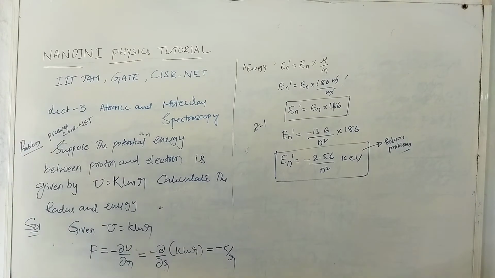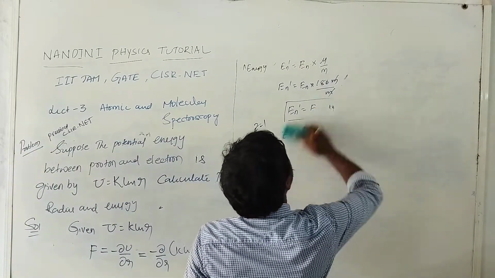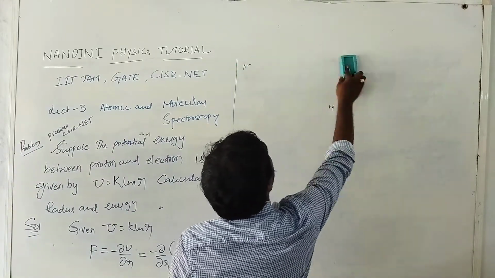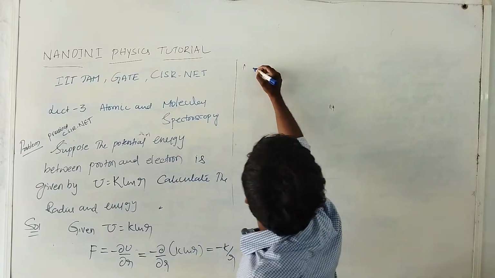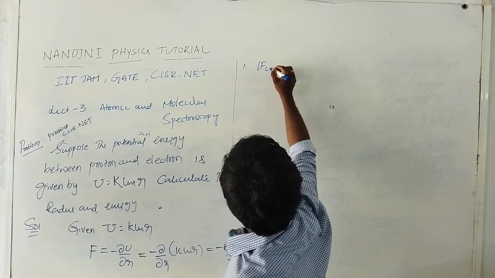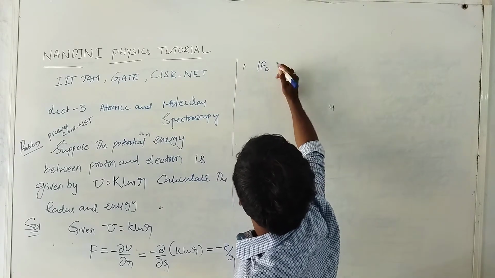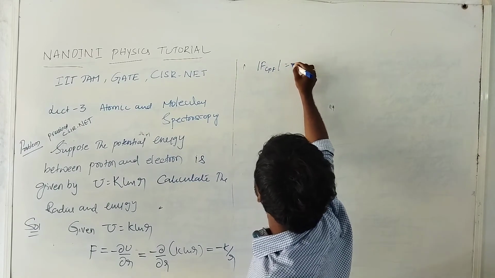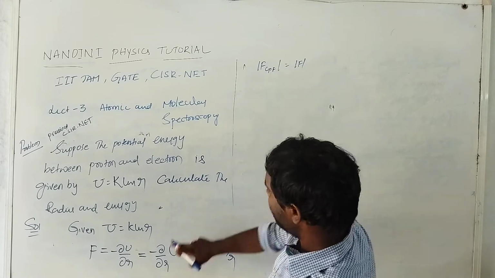So you will get the F value, and this F is nothing but the centripetal force. By using the concept of centripetal force, F centripetal is equal to this F, whatever F you get. So this is the centripetal force actually.